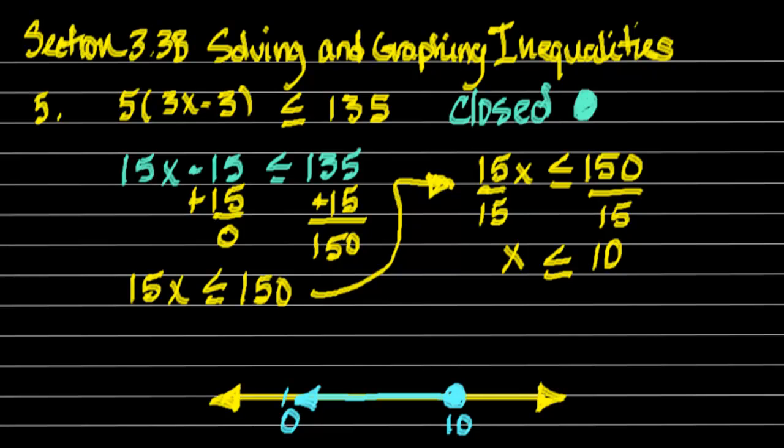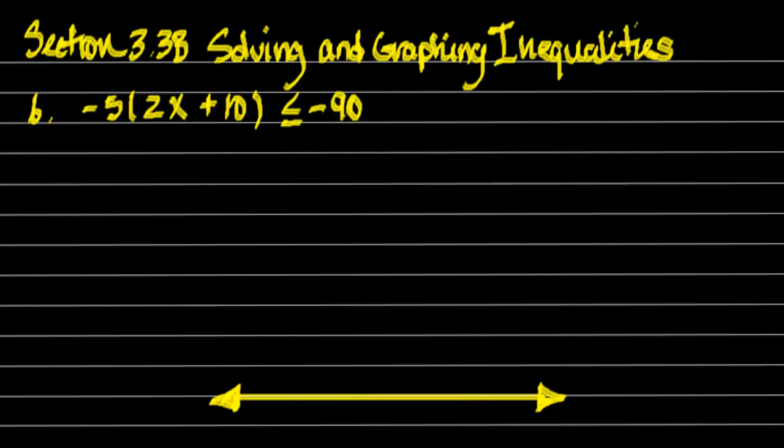If you need to take a minute and copy this down, just have the substitute pause the video. Okay, the last problem that we're going to do today is number 6. This is a little bit different because we're going to end up dividing by a negative number. And anytime you divide by a negative number, you have to switch the direction of the inequality, and we'll talk about that towards the end of this problem.